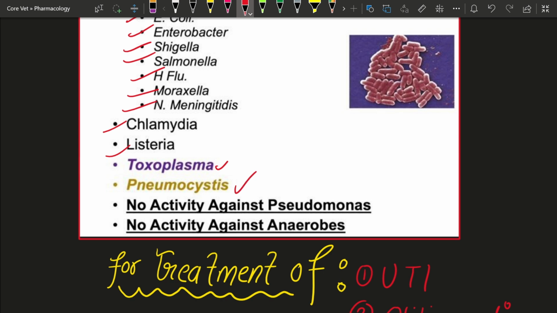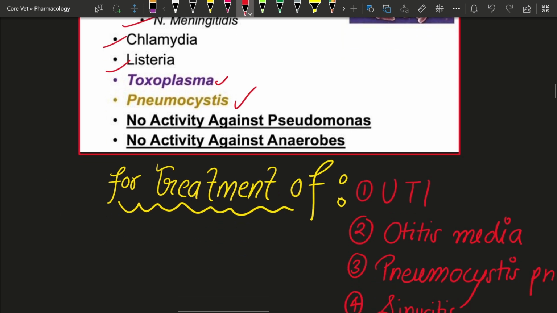Now what's the important point you should look for? The activity towards Pseudomonas is none. Okay, there is no activity towards Pseudomonas, right? If you are looking for a drug which is active against Pseudomonas, then sulfonamide is not going to be your choice of drug, right? Because it does not show any activity towards Pseudomonas. Now talking about the activity towards the anaerobes, it has no activity against the anaerobes too, right?